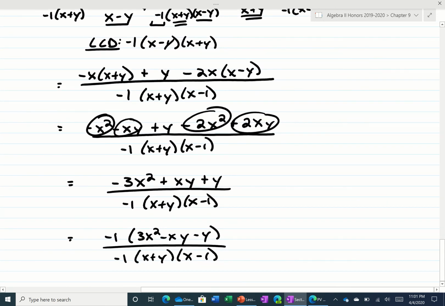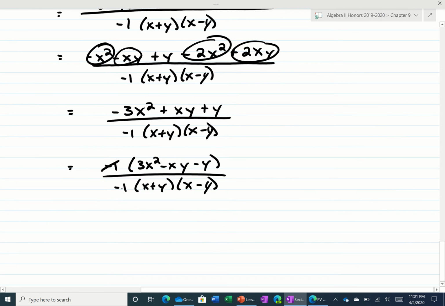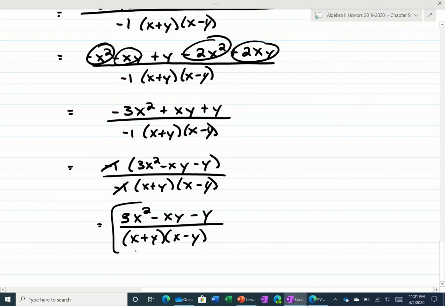This one should be an x minus y here. I don't know why I forgot to write that. These would cancel, giving us the final answer of 3x squared minus xy minus y over x plus y times x minus y. Okay, so that's what that looks like.